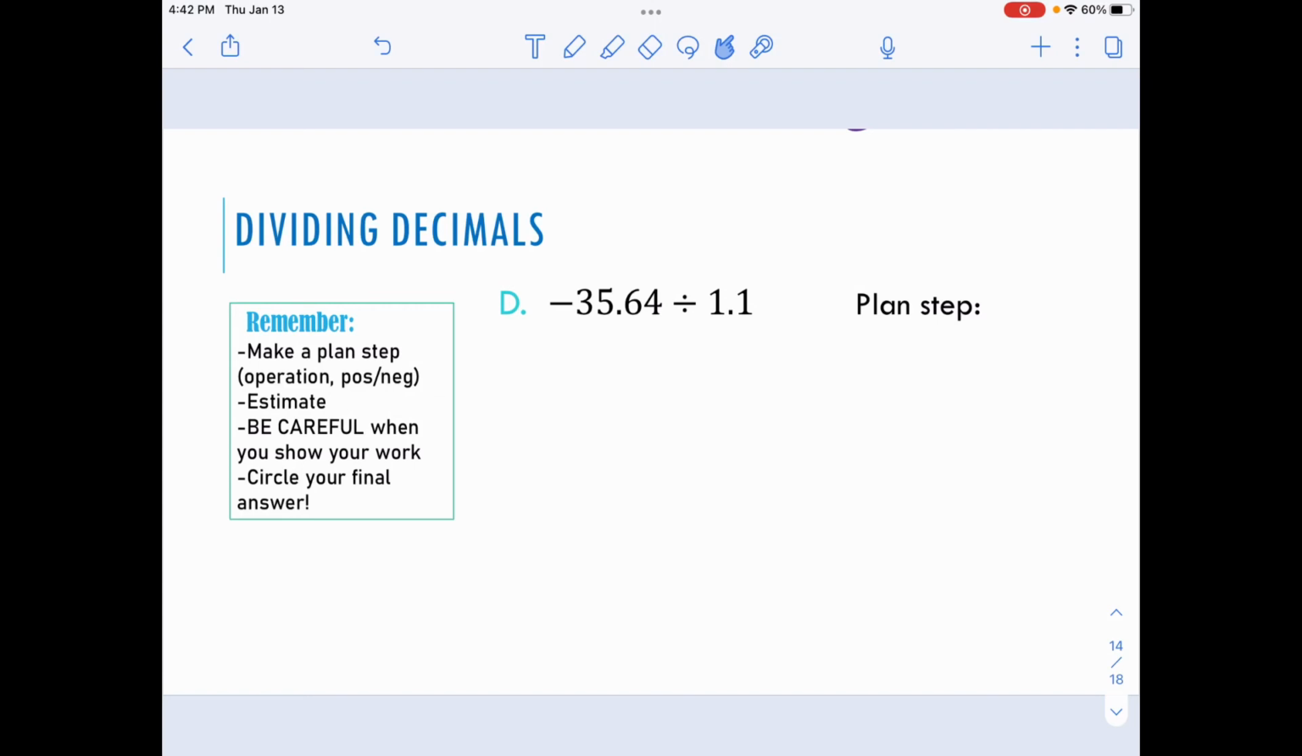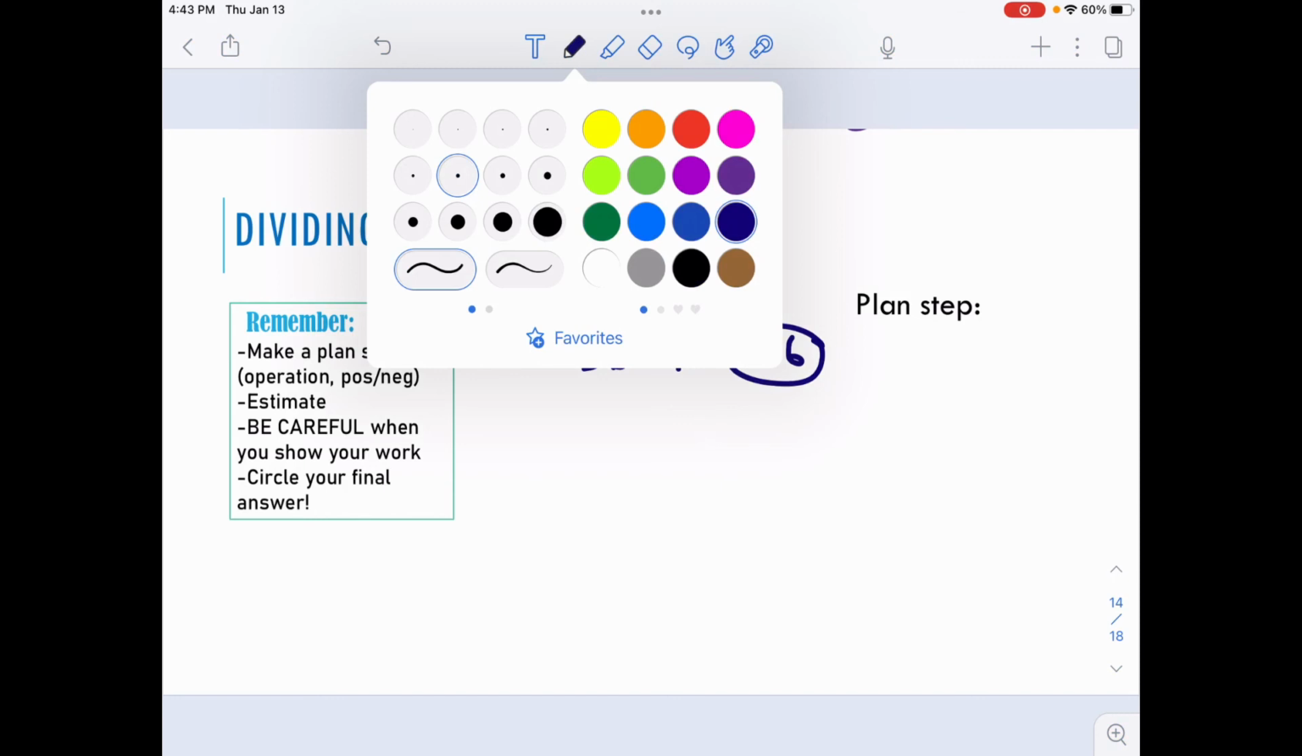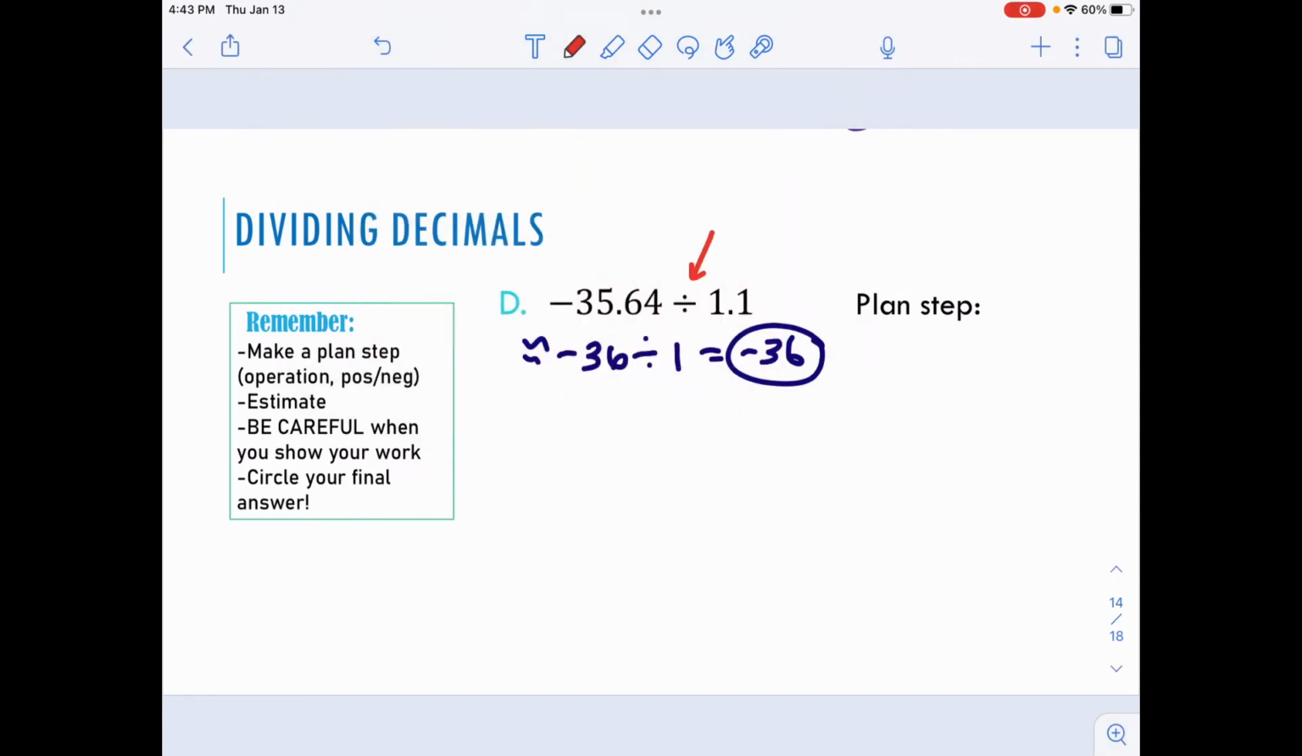We have negative 35 and 64 hundredths divided by 1.1. I'm going to start by doing a little bit of an estimation. This is like saying negative 36 divided by 1. That's going to give me negative 36. All right, we're going to do a plan step. We're clearly dividing. Should my answer be positive or negative? Good, negative. All right, and then I'm going to start setting up my problem here.